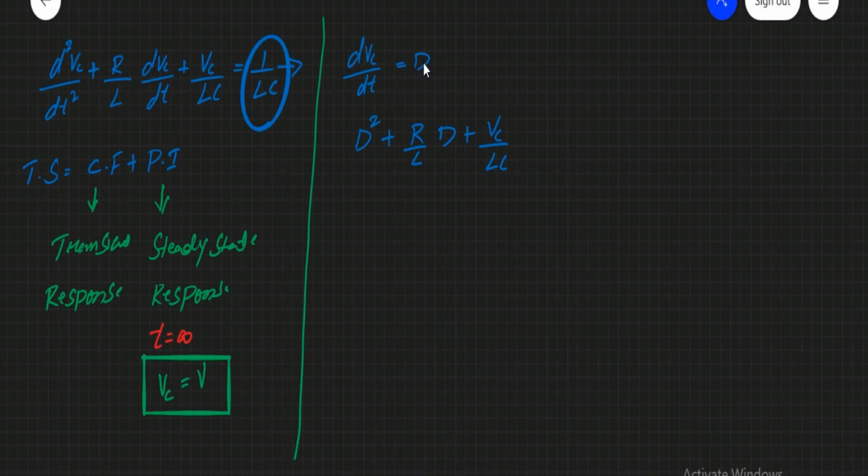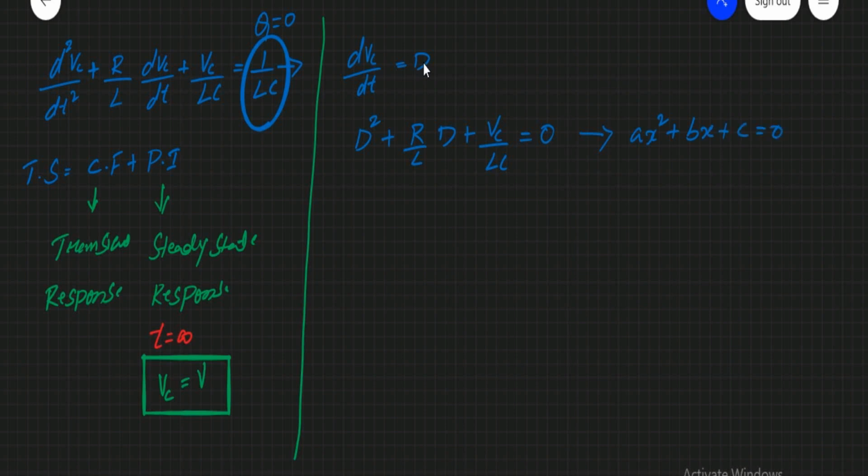So what is the equation for the complementary function? Generally, in the complementary function there is only the q value. In the particular integral you are going to get this, but here q is 0 for the transient response. So let us consider it 0. So for the transient response the equation becomes D square plus R by L into D plus 1 by LC equal to 0. So this equation is like ax square plus bx plus c is equal to 0.